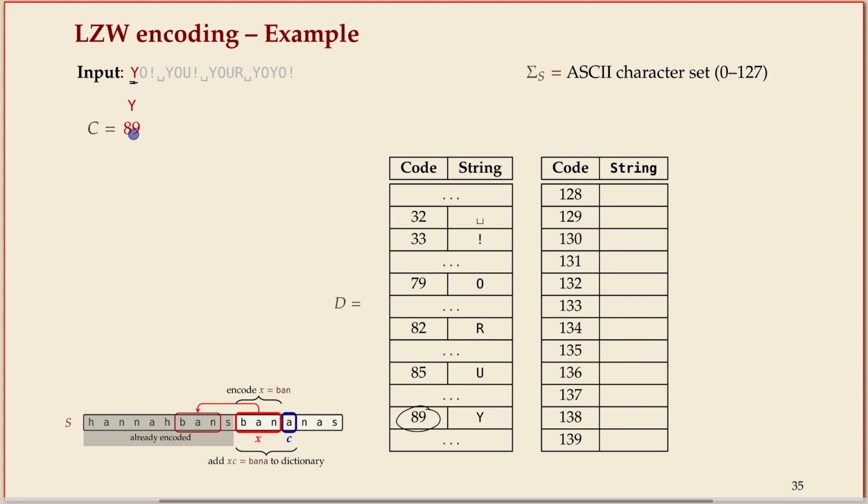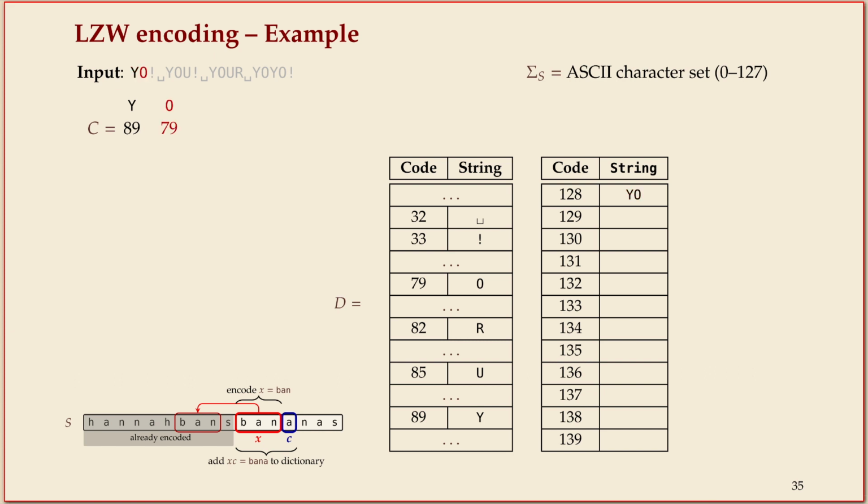But remember, after each such step, we also add something new to the dictionary, namely the thing we just encoded plus the next character. That's what the picture below here reminds you of. We've just stored x. X was only y. And then we take the next character, which is O, and we add that to the next free entry in the dictionary. All right? So far, so good.